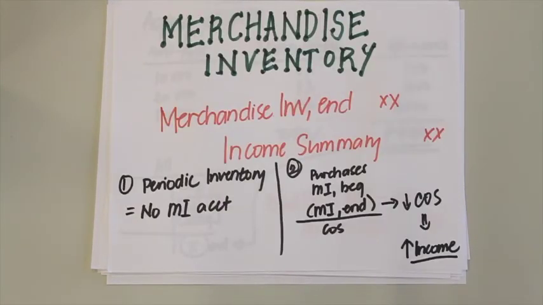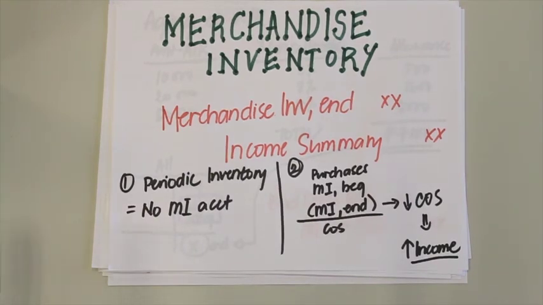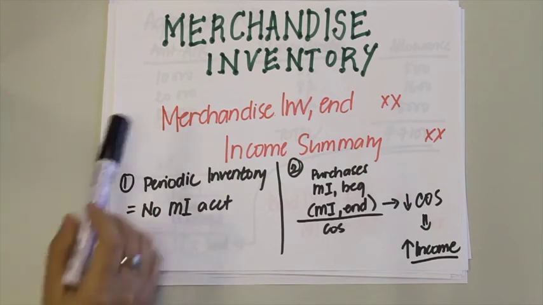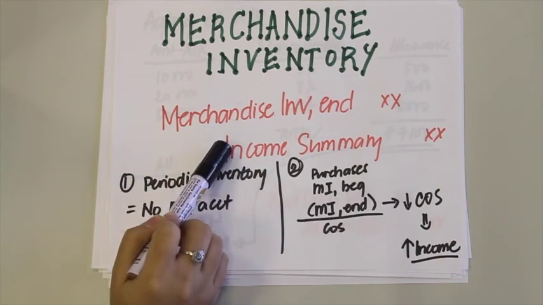The last adjusting entry would be for the merchandise inventory. However, this adjusting entry is only made under the periodic inventory. This is because under the periodic inventory, no merchandise inventory account is maintained. All purchases are debited to the purchases account. The pro forma entry would be a debit to merchandise inventory end and a credit to income summary.